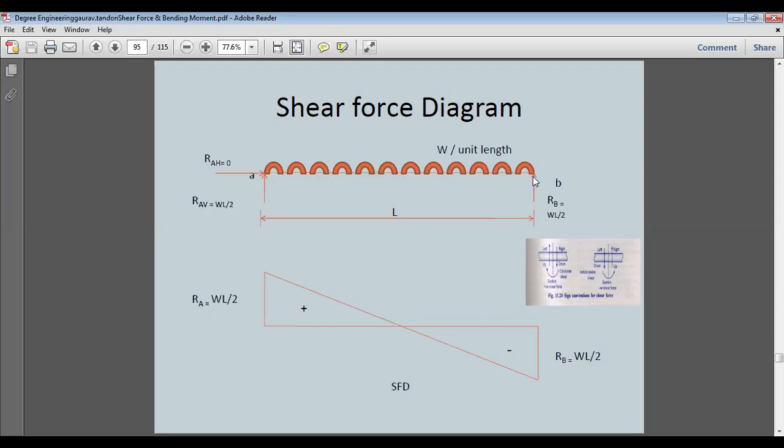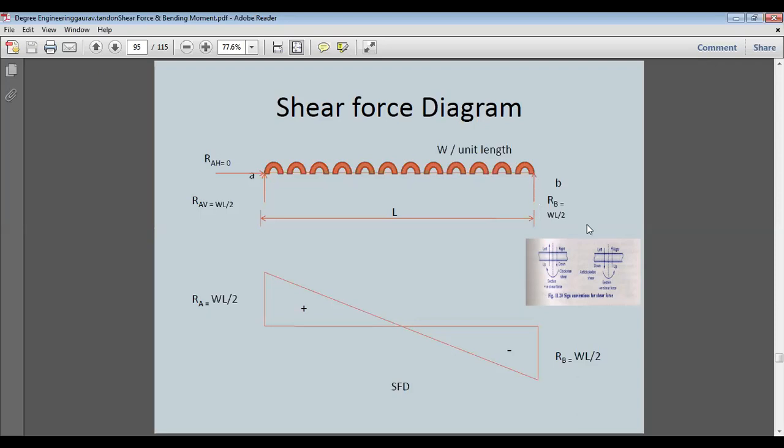So first we'll start from point B. As we see in the right section, the reaction is vertical upwards, WL by 2, and no other load is there up to L by 2. At the center point, we have a vertical downward load. So from here to here, only one force is acting, that is WL by 2 vertically upwards. So this is negative shear force.